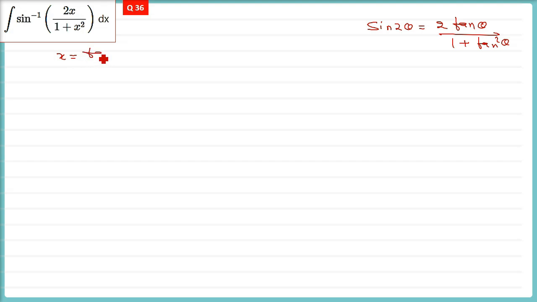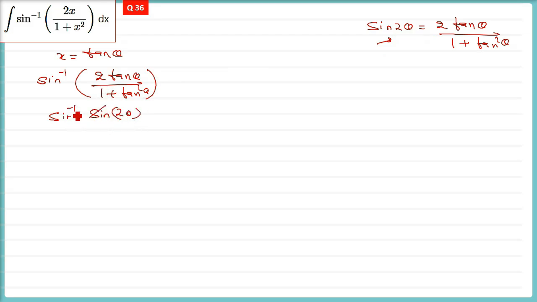If you take x equals to tan theta, with reference to what I just intimated to you, this integration will become sin inverse 2 tan theta divided by 1 plus tan square theta. Remember, we have just assumed x as tan theta. So it will be sin inverse. Now this can be directly written as sin 2 theta. Sin and sin inverse can be cancelled. You will get 2 theta. But what is theta? From here, since x equals to tan theta, theta can be written as tan inverse x.